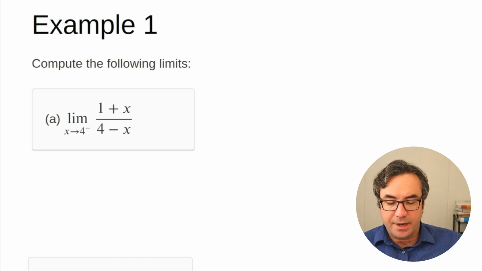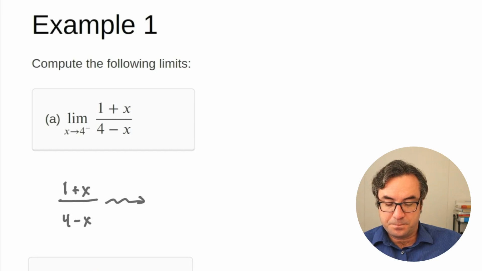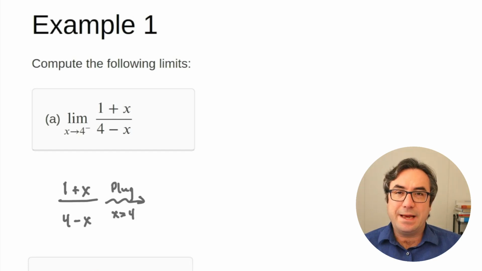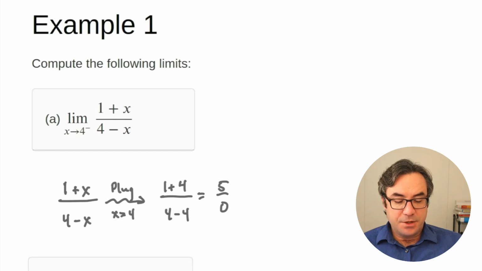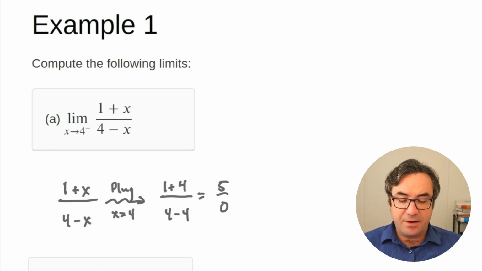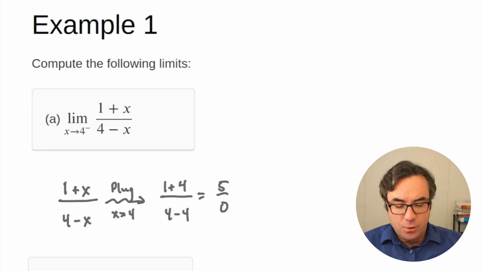So let's plug 4 into our function. What do we get? We get 1 plus 4, so 5 on top, and 4 minus 4 in the bottom, so we get 5 over 0. The first thing we need to do is identify that when we go with our first strategy for doing limits, we end up with, in this case, a c over 0 form.